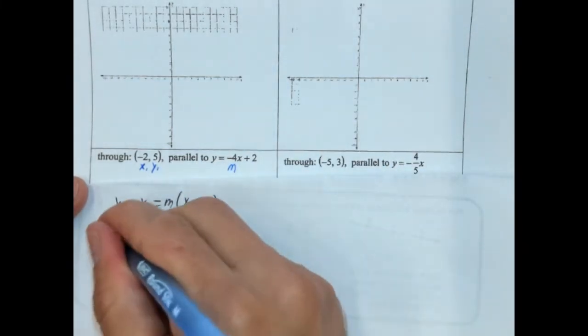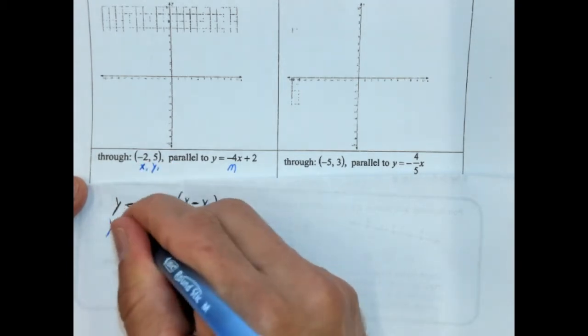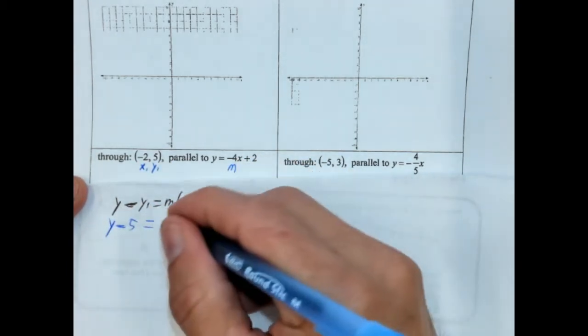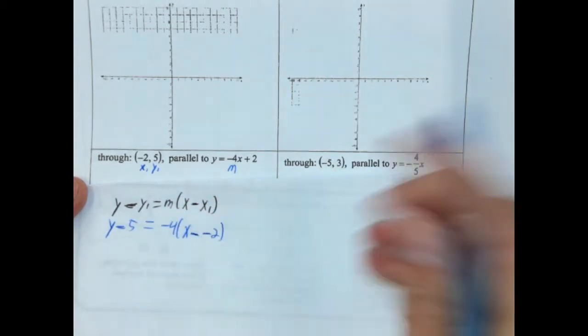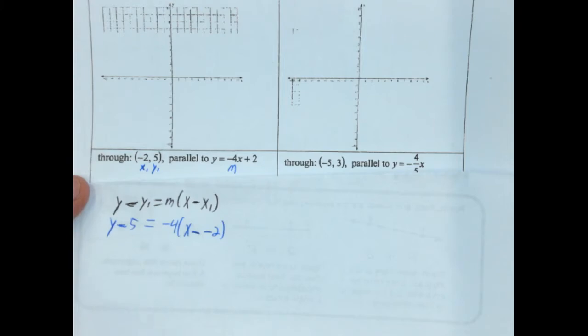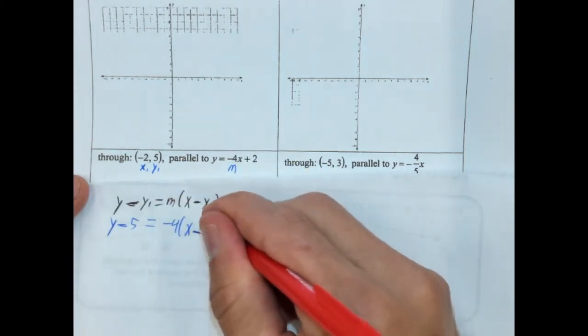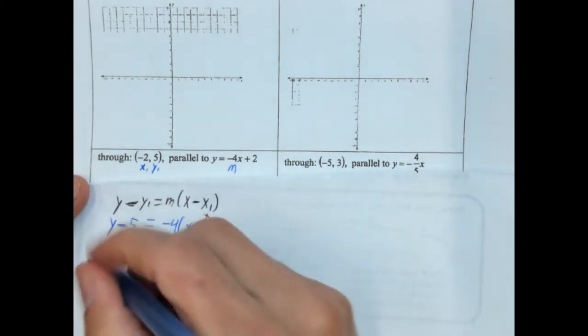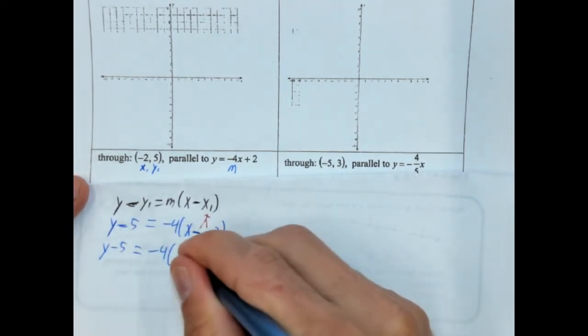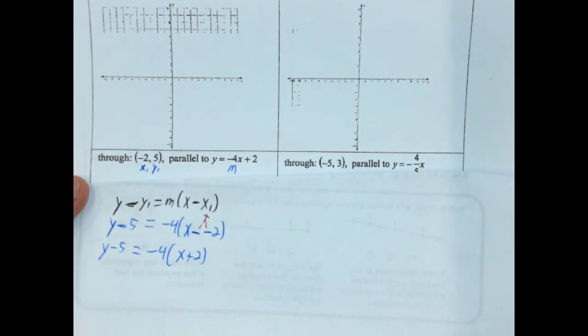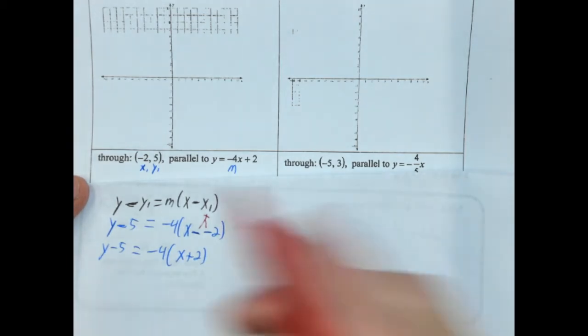We're going to rewrite that as y minus, and y1 is 5, equals negative 4 parentheses x minus x1 is negative 2. Okay. Let's get rid of that double negative. It's going to become plus 2, so we're going to rewrite this whole thing. We're going to write y minus 5 equals negative 4 parentheses x plus 2. And now we need to distribute this negative 4.